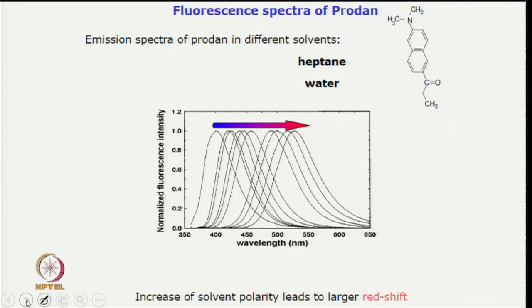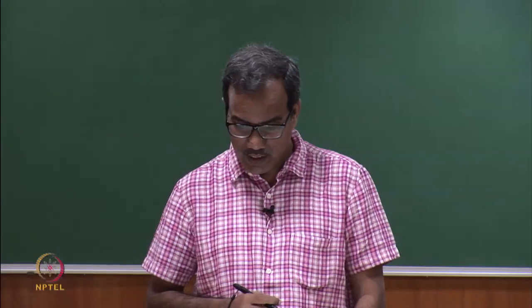Now, I will give you one example. This compound is known as prodan, and here is the emission spectra of prodan in a heptane water mixture.